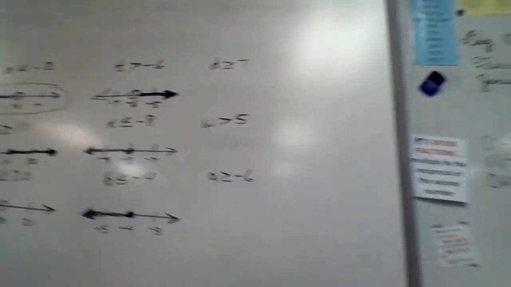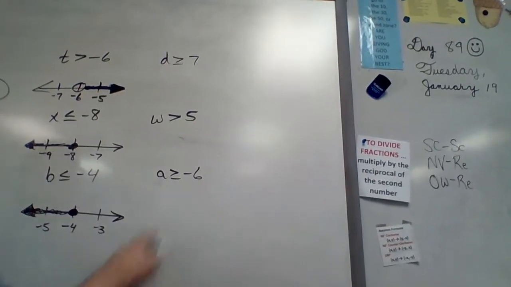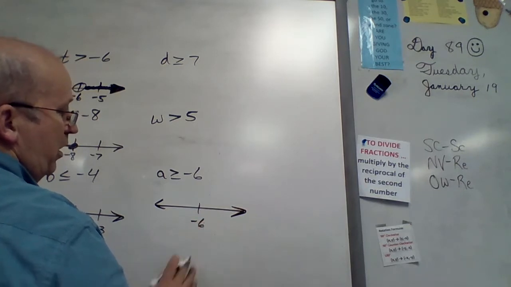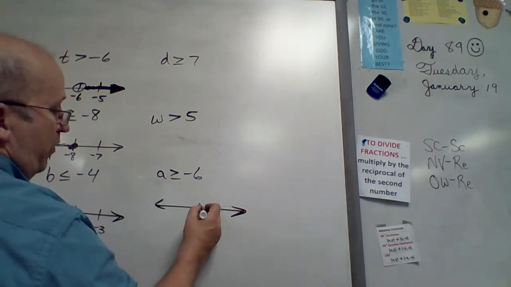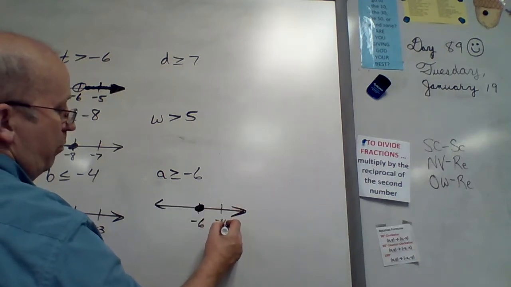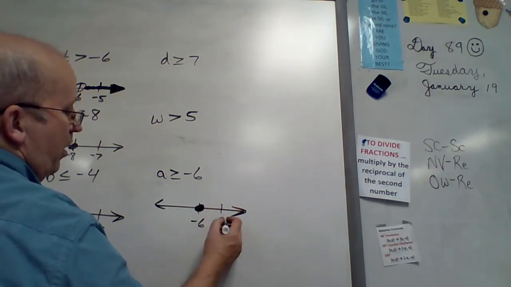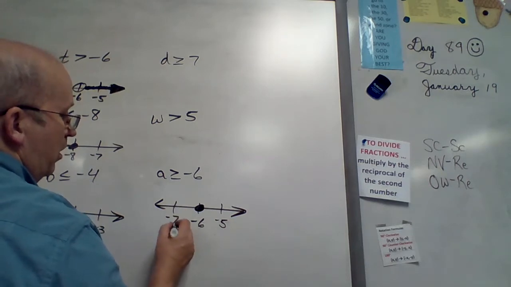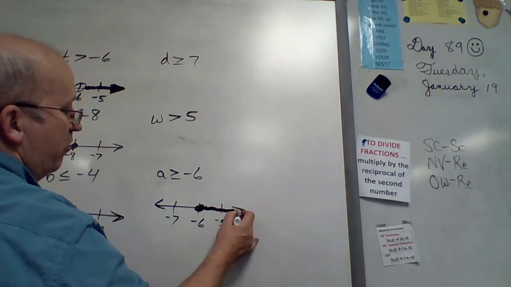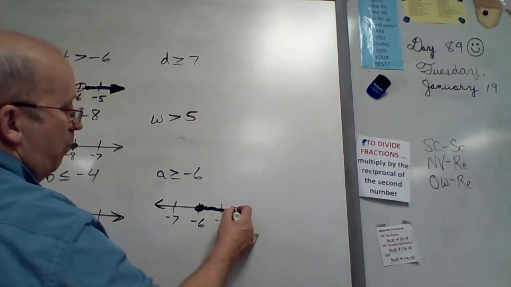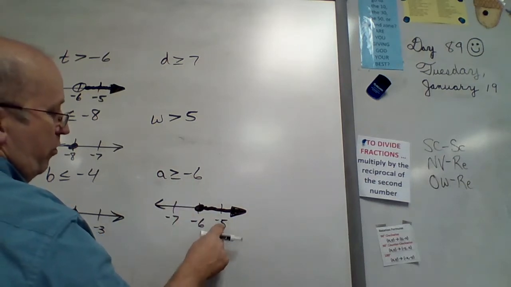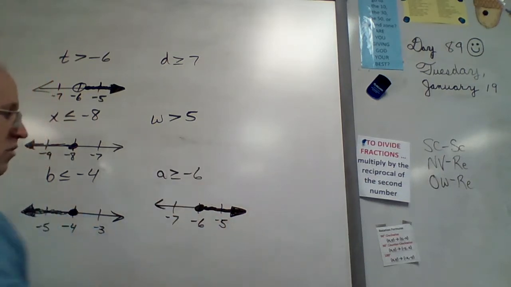Okay, we're going to do one more. I'm going to do this one right here. I'm going to put a line in the middle, call it negative 6. Filled in circle because we've got the greater than or equals to sign. This would be negative 5 right here, and this would be negative 7. We're going to shade the right-hand side this time. Why? Because negative 5 is greater than negative 6. So this is part of the solution to this answer.